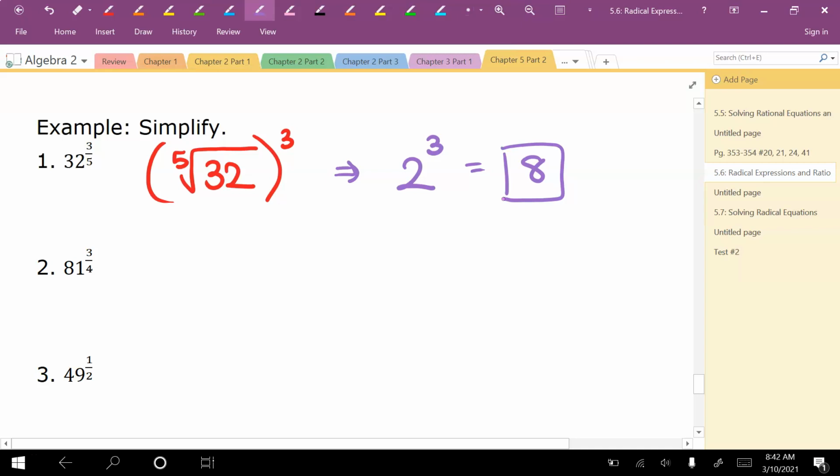What you could have done is you could have taken 32 and raised that to the 3rd power first. That's a big number, okay? If I take 32 to the 3rd power, it's 32,768. But then if I take the 5th root of that big number there, I do still get 8. So it doesn't really matter the way that you do it because you're going to get the same answer.